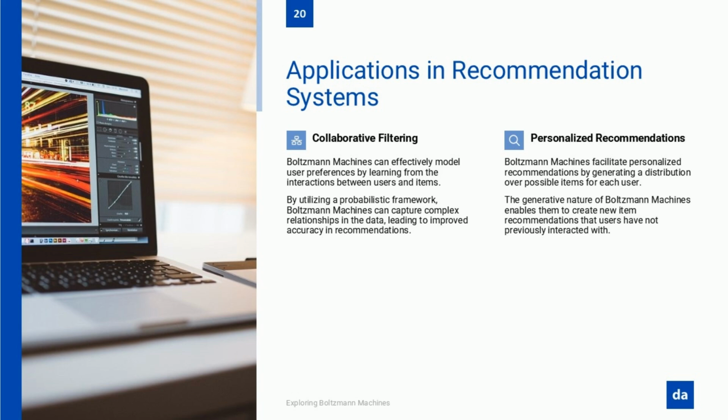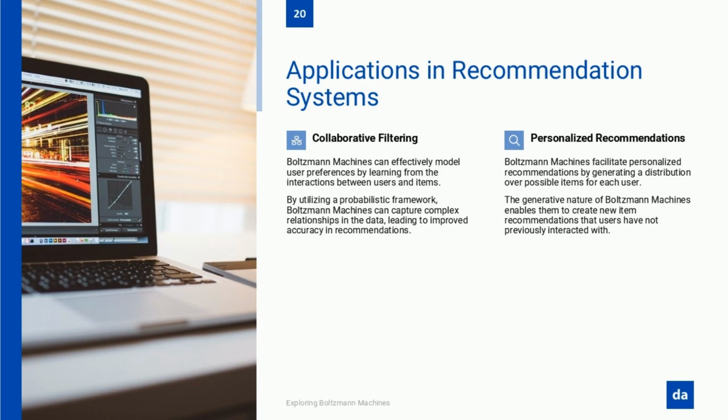Boltzmann-based models have also been explored for personalized recommendations beyond user ratings. By incorporating additional information such as browsing history, purchase behavior, and contextual data, these models can refine predictions and provide more accurate, tailored suggestions. This approach has been used in fields like news recommendation, online learning platforms, and targeted advertising.